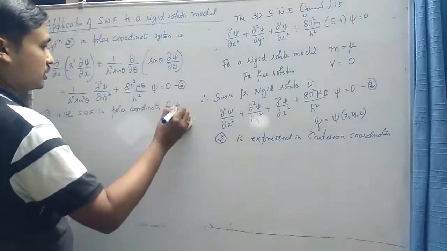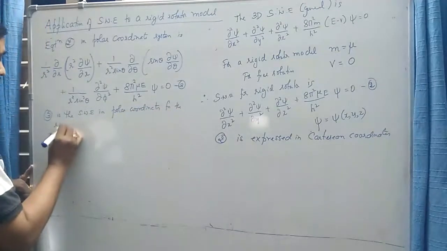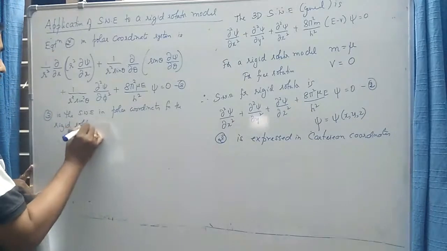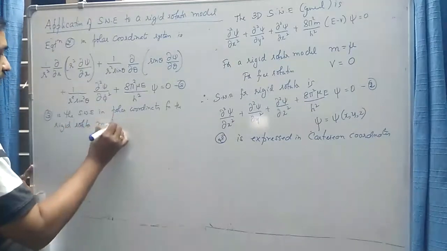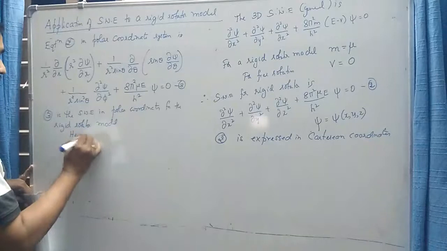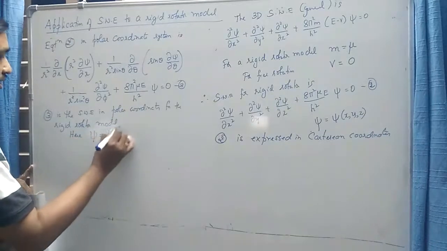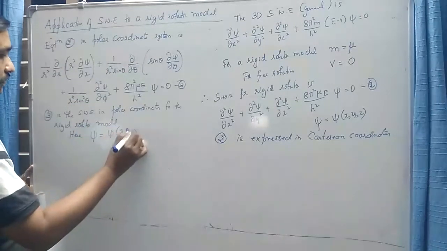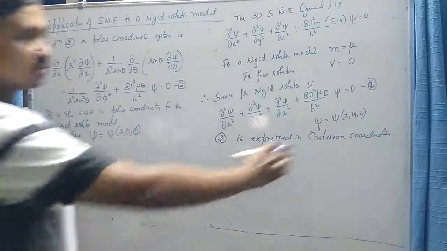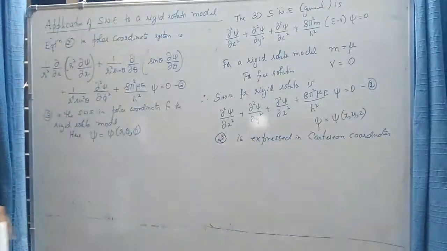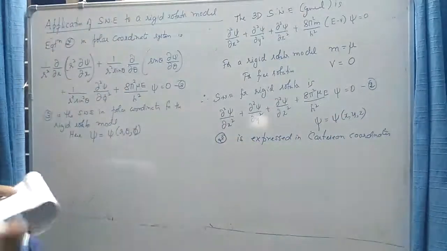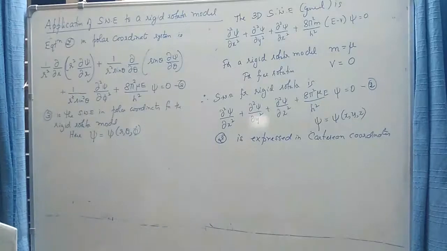for the rigid rotator model. And here the wave function psi is actually psi of r, theta, phi. Here psi was expressed in terms of Cartesian coordinates, now psi is expressed in terms of polar coordinates. So equation number 2 or equation number 3 is a three-dimensional Schrodinger wave equation.